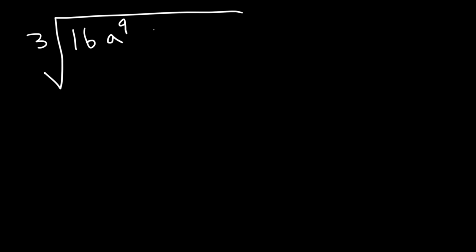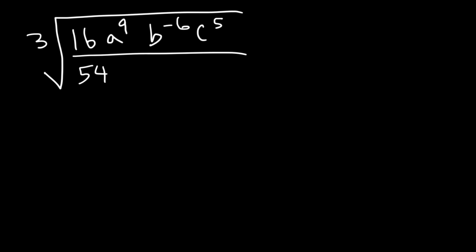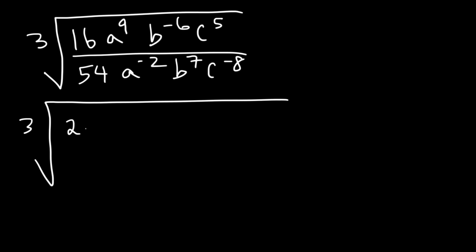Let's try one more example. The cube root of 16 a to the 9th, b to the negative 6, c to the 5th, over 54 a to the negative 2, b to the 7, and c to the negative 8. 16 is basically 2 times 8, and 54 is 2 times 27.